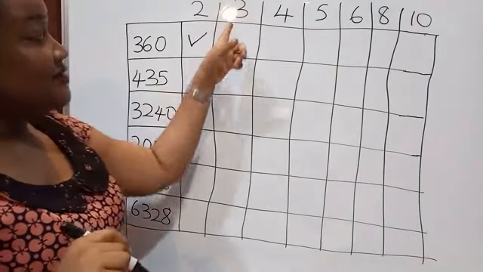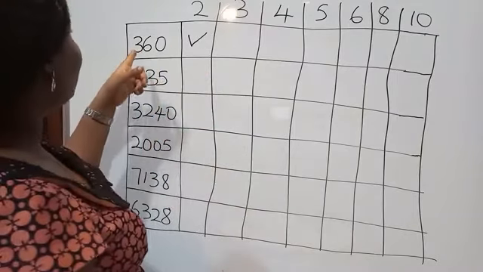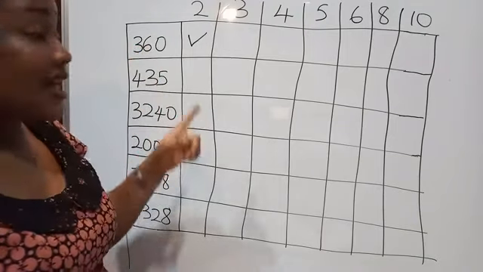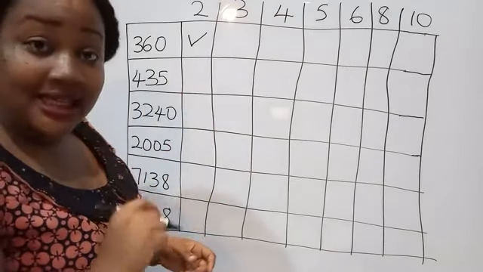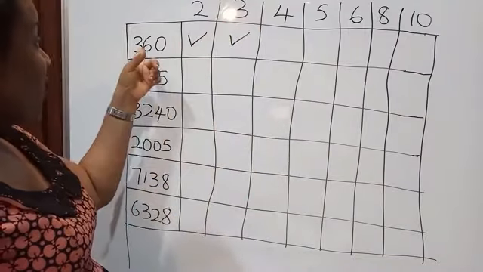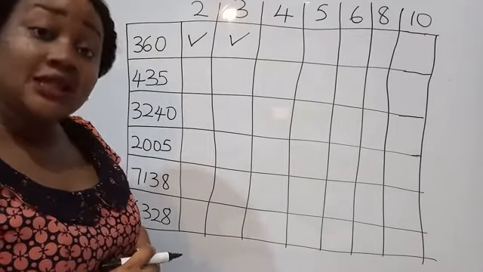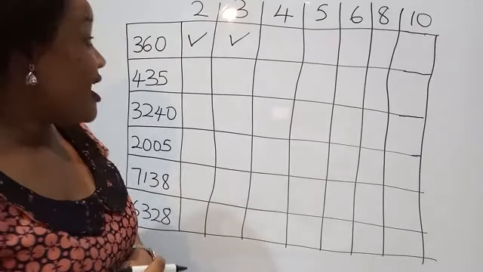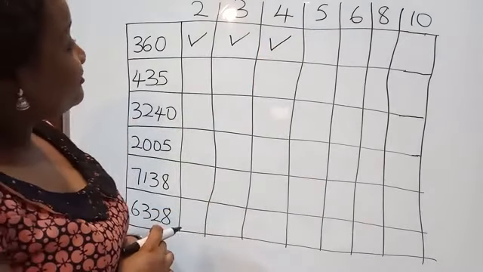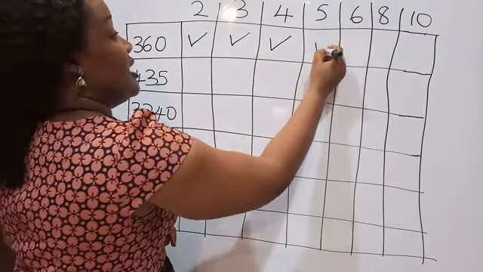Now let's find out if 3 is divisible. What do you remember? We just discussed it now. So we have 3, we add up the digits. We have 3 plus 6 gives us 9, plus 0, 9. So 9 is a multiple of 3. So 3, tick. For 4, we have the last 2 digits, 60. 60 is definitely a multiple of 4. And so we tick 4. Then 5, last digit 0. It is a multiple of 5.